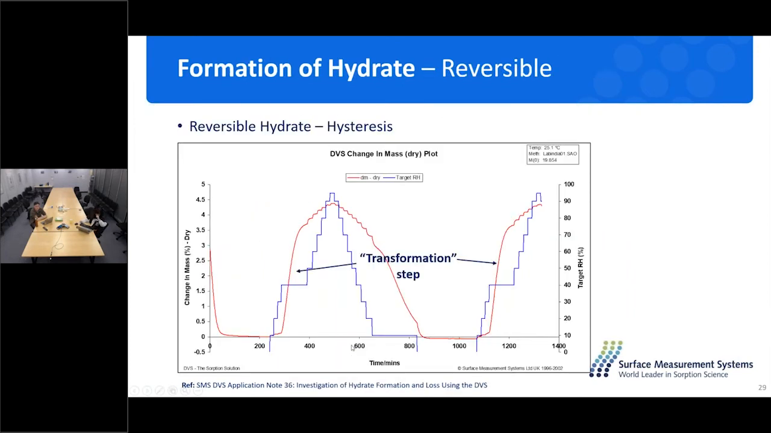The next case study is about the formation of hydrates. So we have the water sorption of different kinds of hydrates, and the hydrate state of the material may influence several physical and chemical properties, including the physical and chemical stability of the material. So by water sorption of different materials, we can study whether this kind of hydrate formation is a reversible or irreversible process by simply doing two different cycles on the same material.